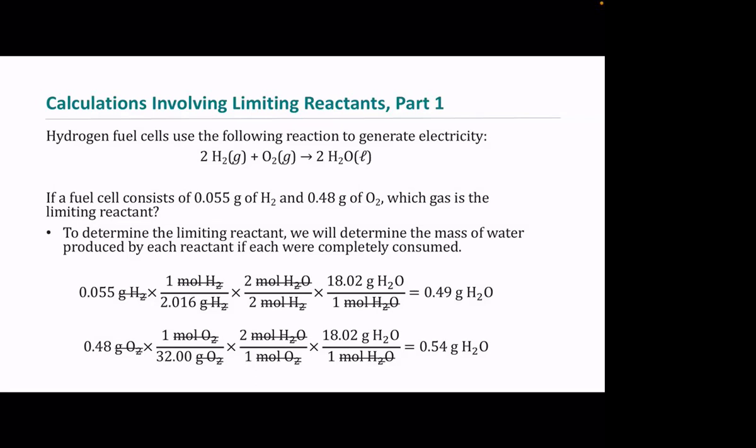So you look at that reaction. It says hydrogen fuel cells use the following reaction to generate electricity. How the heck do you get electricity from making water? What the heck is that?